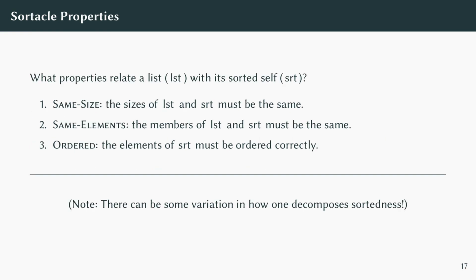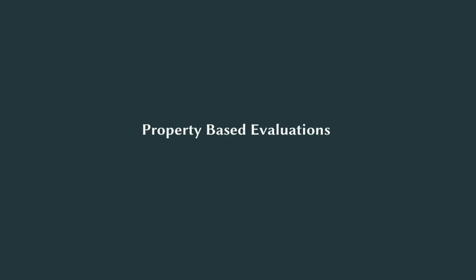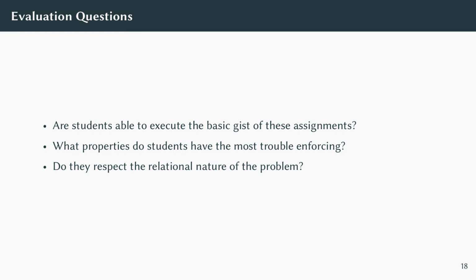To implement isValid correctly, students must reflect on what properties relate an arbitrary input to its valid outputs. In the case of sortedness, we might decompose this as a conjunction of three properties: that the input and output list have the same size, that they contain the same elements, and that the output list is correctly sorted. Doing this well is a skill that isn't specifically taught to most programmers, so it's worth investigating how students fare at it. Namely, are students able to execute the basic gist of this scaffold?